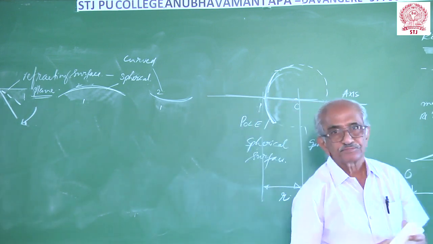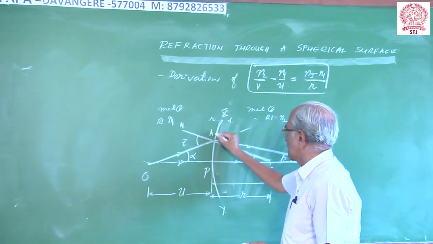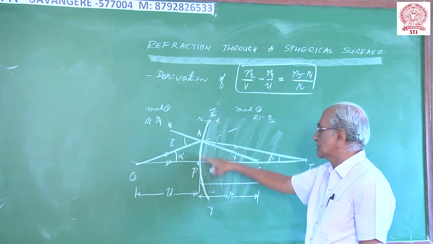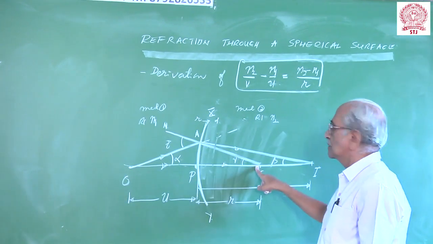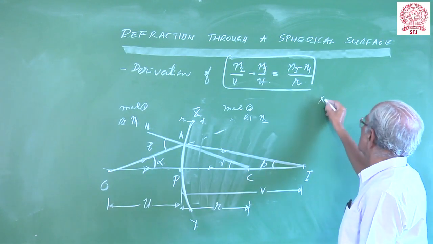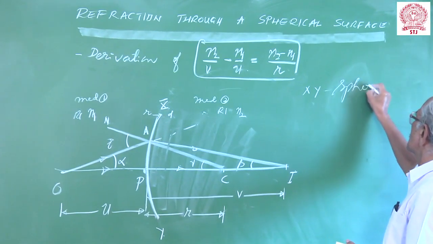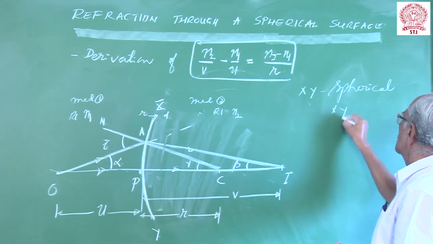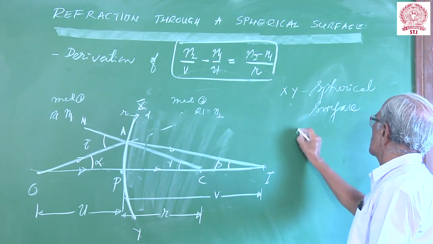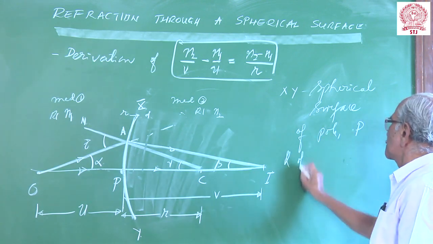Now, consider a spherical surface XY of pole P. The moment I mention a spherical surface, I must specify the pole and the center of curvature. So P is the pole of the spherical surface XY, the geometric center, and C is the center of curvature.